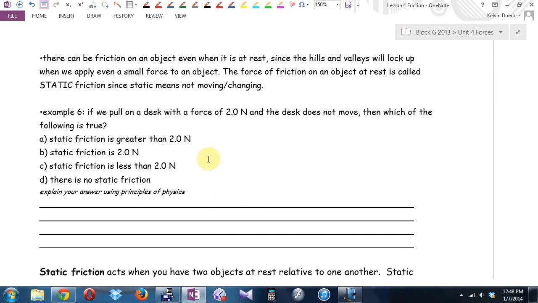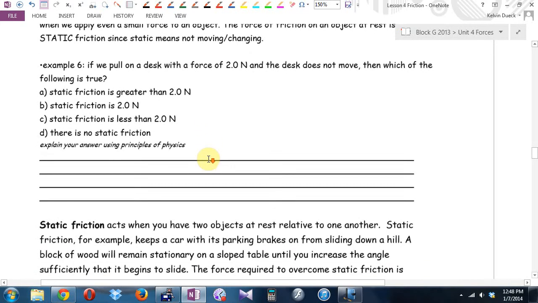So let me give you example 6. Let's suppose I pull on a desk with a force of 2 newtons, and the desk does not move. Which of the following is true? A, static friction is greater than 2 newtons. B, static friction is exactly 2 newtons. C, static friction is less than 2 newtons. D, there is no static friction.